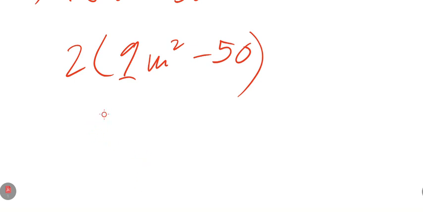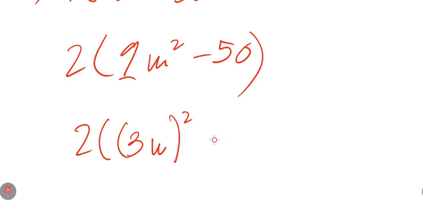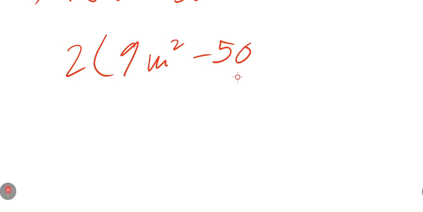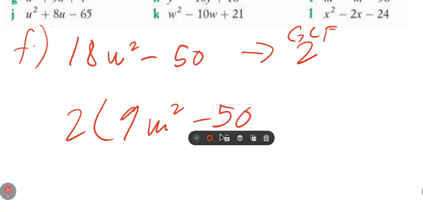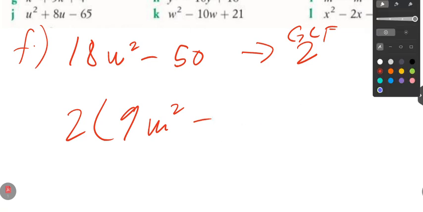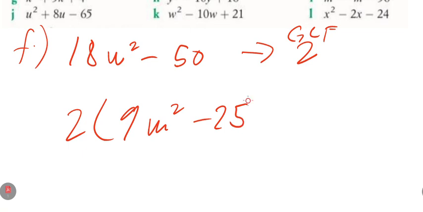So we have now 2, and here we have the 3W squared, minus down here for the 50. Wait, so this one's not 50 now, it's a 25. So that's 50, yeah, okay. This one is 25 now. So that's going to be 25.